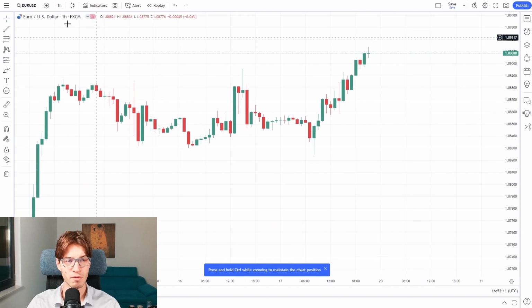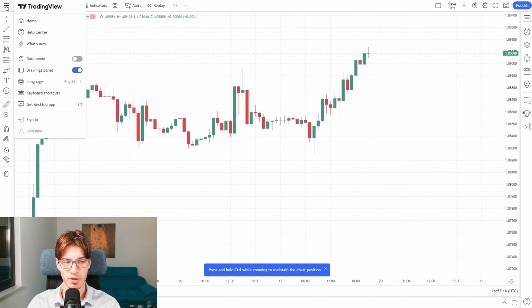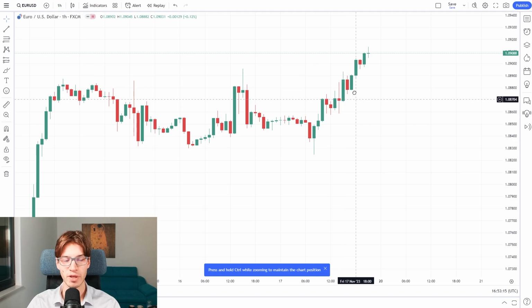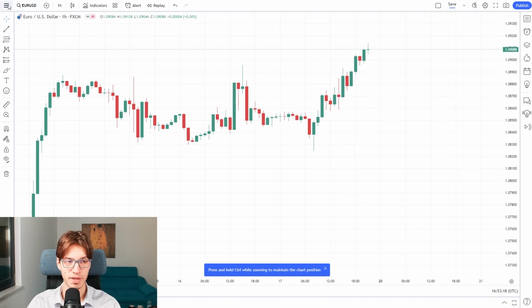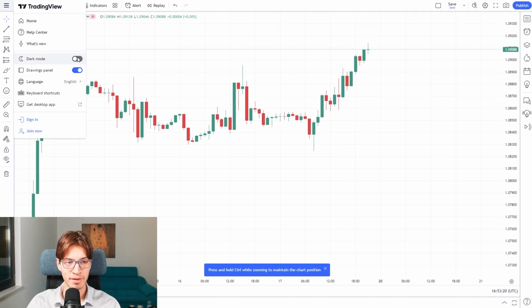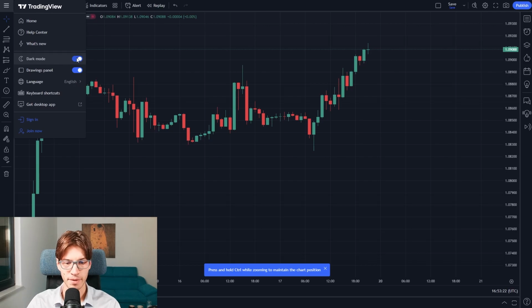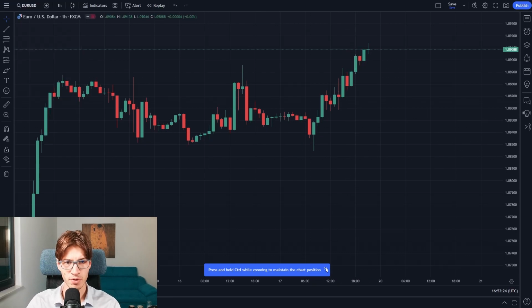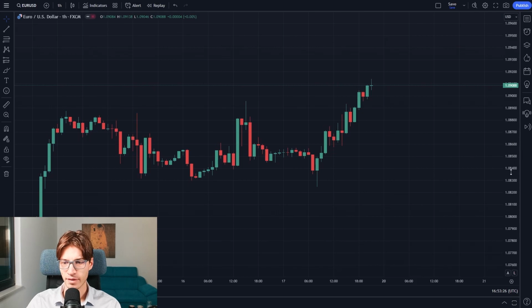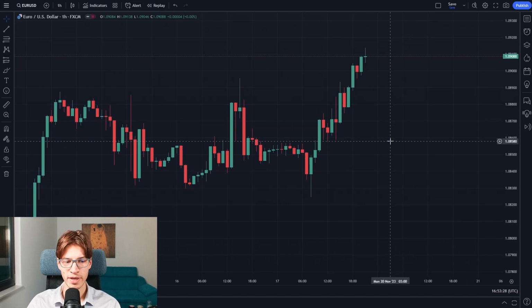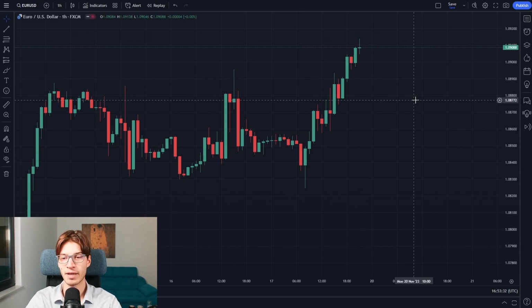What do I do next? Well, I do use the dark mode. How can you get to the dark mode? Well, press this button and click right here, dark mode. That is what I use. And now what I also do is I kind of change up the colors. Now we have cleaned up the charts. Now the charts are really, really clean.